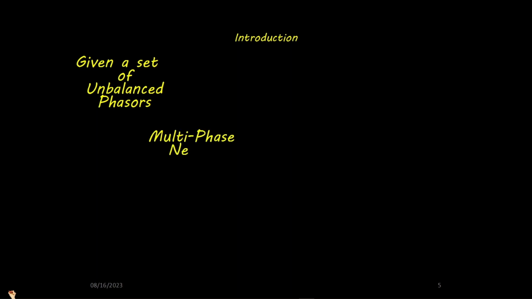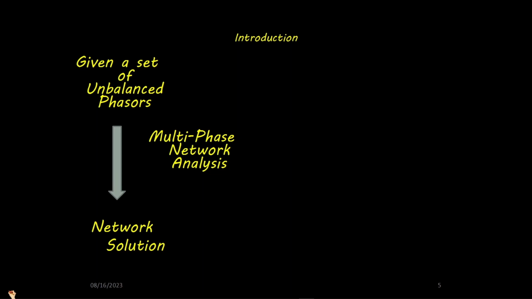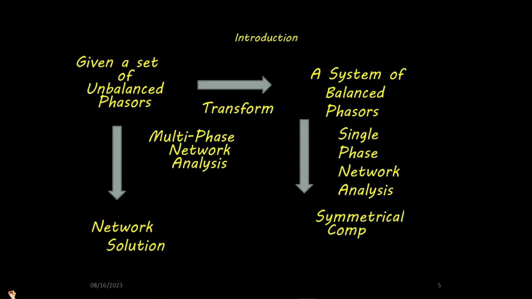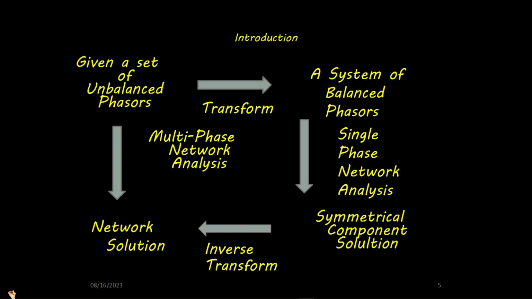Symmetrical components uses the same analysis concept. Given a set of unbalanced phasors, you can perform a multi-phase network analysis and come up with a network solution. Or you can transform the unbalanced phasors into a system of balanced phasors, then do a single-phase network analysis to get a symmetrical component solution. Then transform it back into the network solution. Solving a network involves finding all the node voltages and all the branch currents in the network.